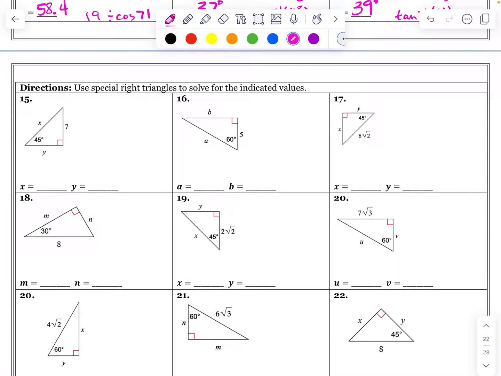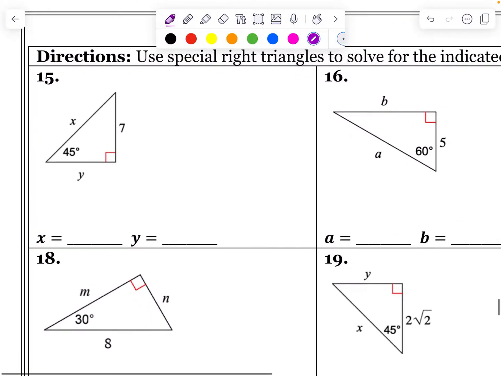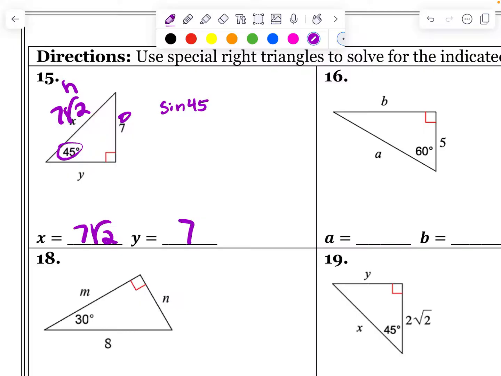Use special right triangles to solve for the indicated value. So we have our 45, 45, 90s and our 30, 60, 90s. This is great practice. Use your formula sheet to get these. All right, we know legs are the same, so y is 7, and then that's going to be 7 times root 2. If you wanted to use trig, you could. Like if I'm trying to figure out x, I could do opposite over hypotenuse. So I could do sine of 45 equals 7 over x, and you are still going to get 7 root 2. So if that helps you, you can still do that.